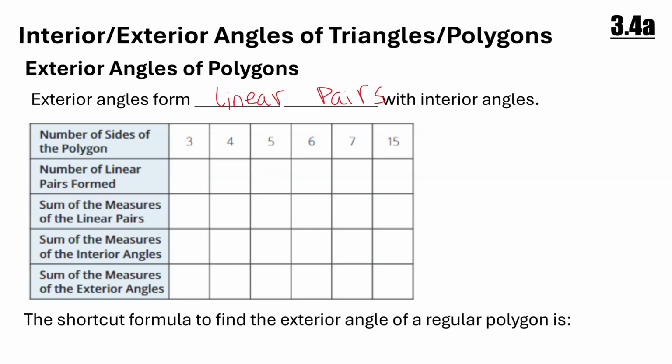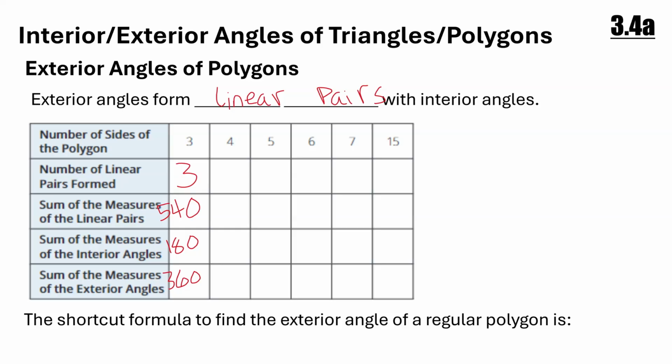In a three-sided polygon, also known as a triangle, there are three linear pairs. The sum of the measures of the linear pairs is 540 degrees. The sum of the measures of the interior angles is 180 degrees. The sum of the measures of the exterior angles is 360 degrees.